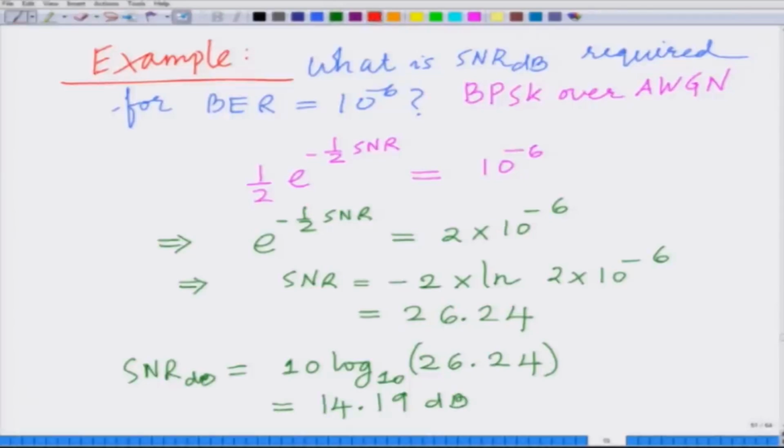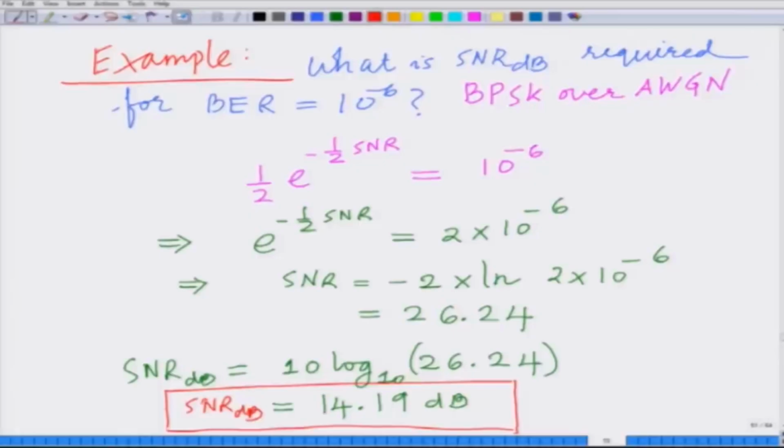dB. So, the SNR in dB equals 14.19 dB. This is the SNR required for BPSK transmission over the AWGN channel in order to achieve a bit error rate of 10 power minus 6. Our question was what is the SNR in dB required to achieve bit error rate of 10 power minus 6 for BPSK transmission over the AWGN communication channel, and our answer is that this SNR is approximately equal to 14.19 dB.